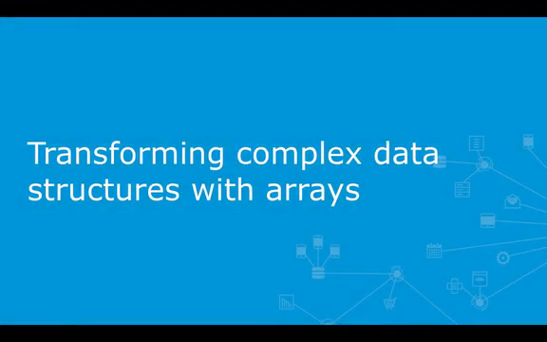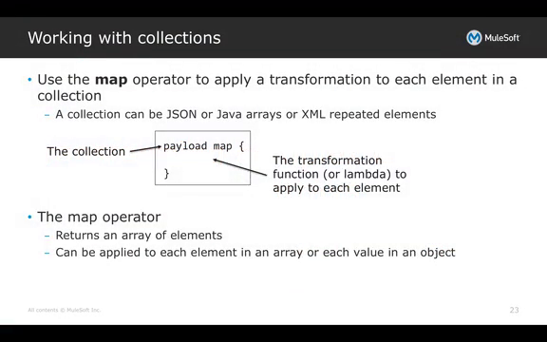Transforming complex data structures with arrays. Working with collections, we have the ability to use the map operator to apply a transformation to each element in a collection. A collection can be JSON or Java arrays or XML repeated items. So for example, the collection could be specified as payload, and then we can use map, which is the transformation function, to apply to each element.